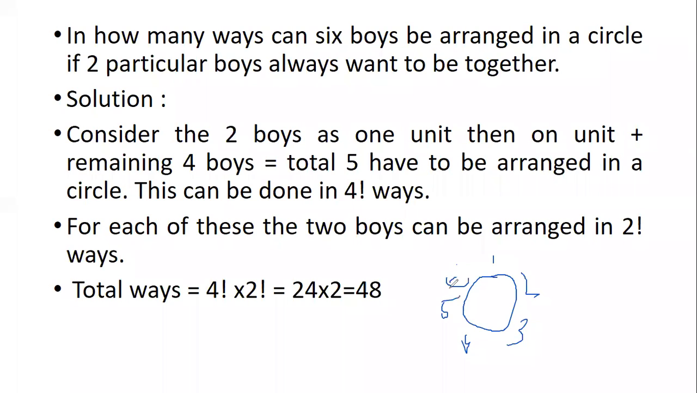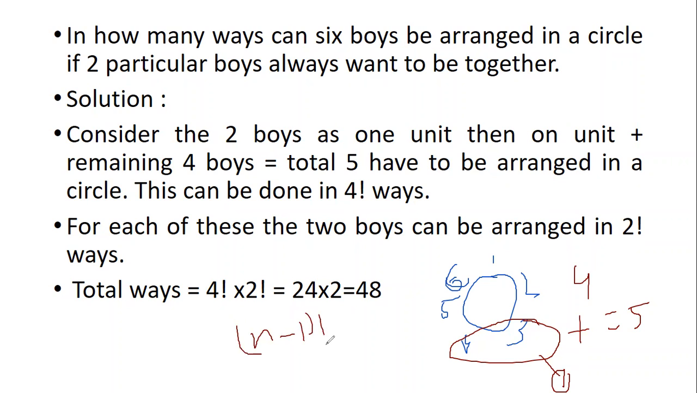And I think yesterday I told you 3 and 4 always want to be together. Okay, 3 and 4 always want to be together. So what we will do is 3 and 4 will be 1 unit and the rest 4 of them will be 1 unit each. So 4 plus 1 is equal to 5 units. So 5 units can be arranged in not 5 factorial ways but n minus 1 factorial.